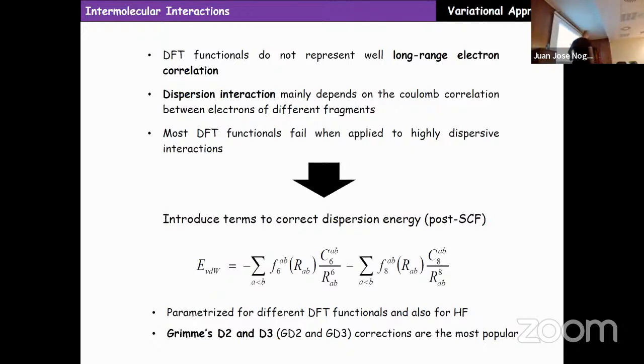But this term doesn't operate on your wave function, so the wave function doesn't change. Okay. Well, this is the shape of the dispersion correction, for example, Grimme's. You have damping functions, and then you have coefficients. Okay, I'm not going to get into detail here because I think I have other things to explain.